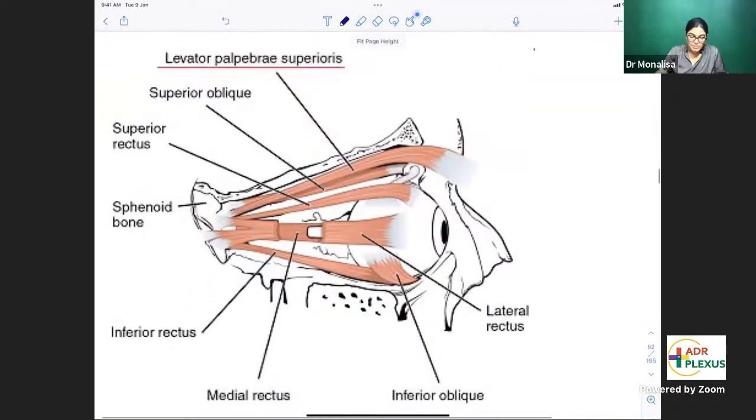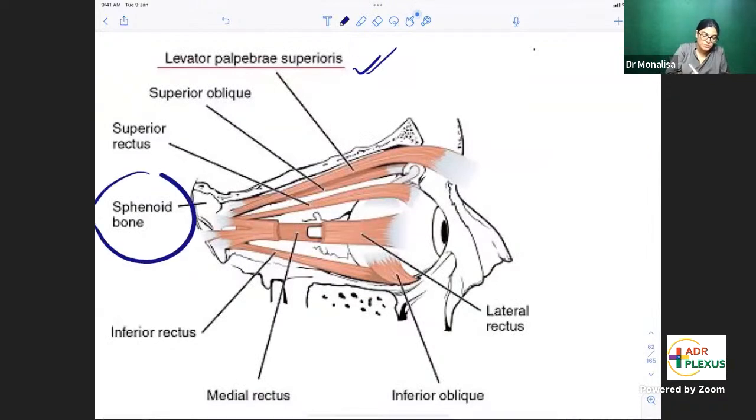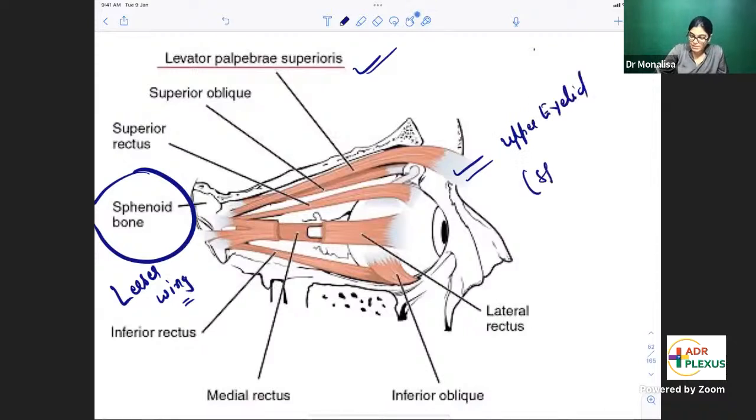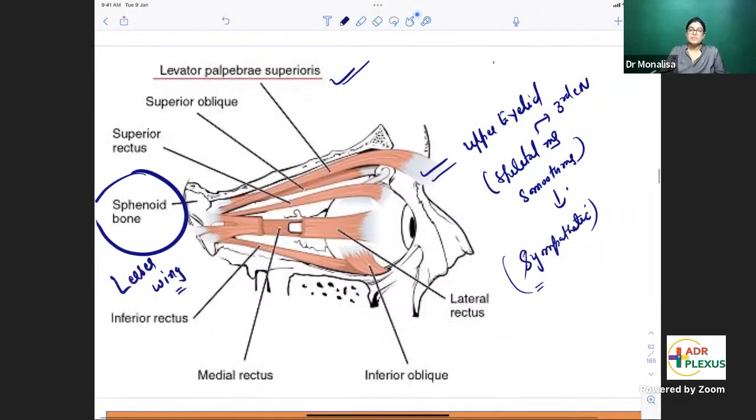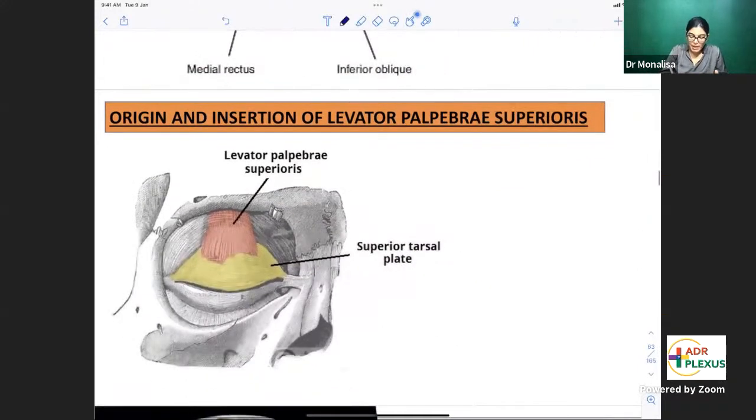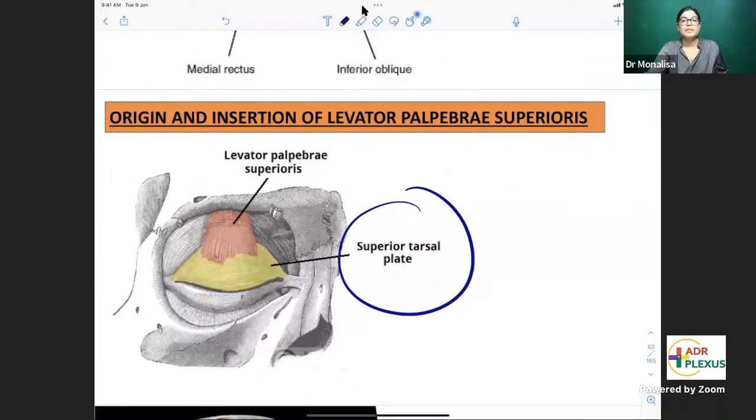So see here, this is the levator palpebral superioris muscle originating from the lesser wing of sphenoid bone. It is inserting into the upper eyelid, and it is made of both skeletal muscle and smooth muscle fibers. Here, skeletal muscle is getting innervation from the third cranial nerve, oculomotor. Smooth muscle fibers are getting sympathetic innervation. So if sympathetic innervation is affected, the leading condition seen is Horner syndrome. You can see here levator palpebral superioris muscle inserting into the superior tarsal plate of the upper lid.